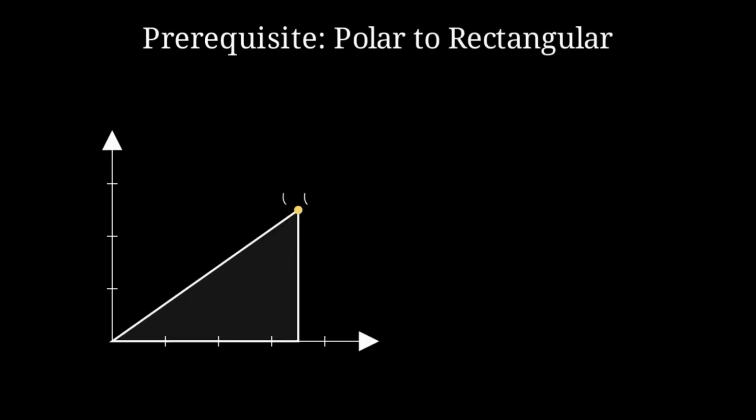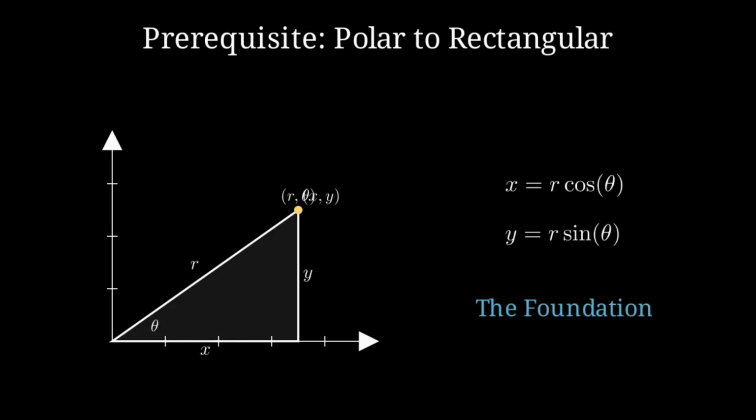Before we begin the derivation, remember the bridge between coordinate systems. Any point in the plane can be represented by its distance from the origin, r, and its angle from the positive x-axis, theta. These conversion equations, x equals r cosine theta and y equals r sine theta, are the starting point for our derivation today.